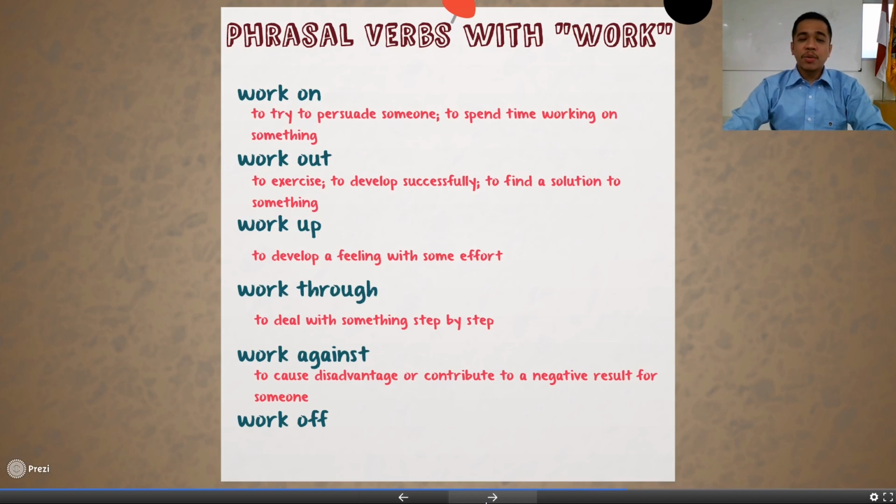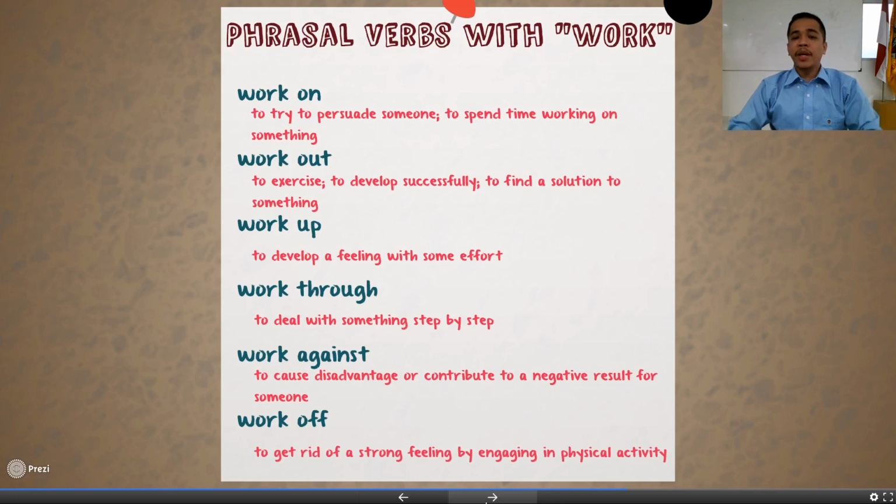Okay, and the last one is work off, which means to get rid of a strong feeling by engaging in a physical activity. Like, my friend told me that I need to work off my stress by exercising.